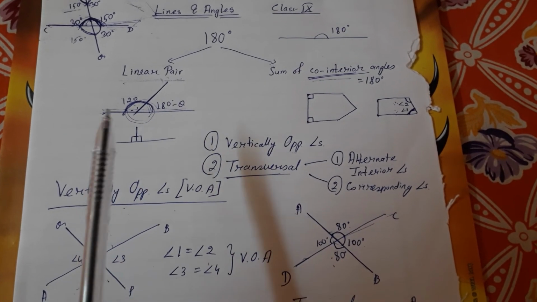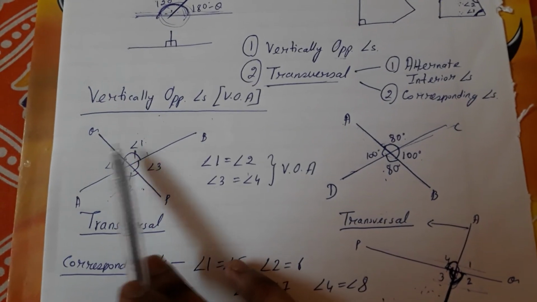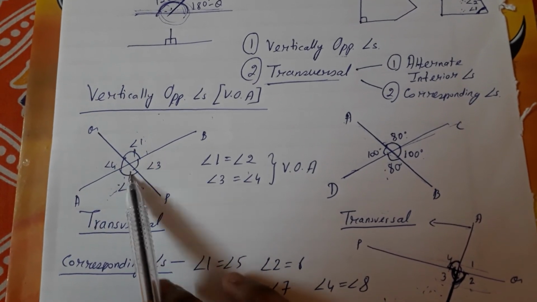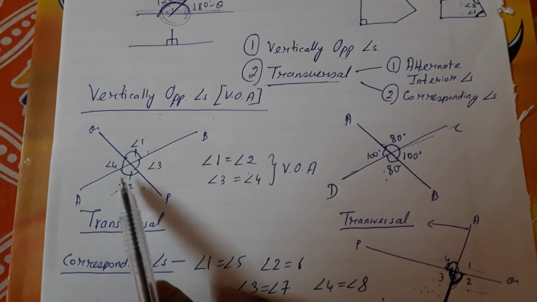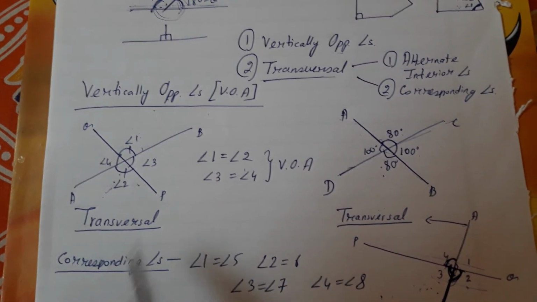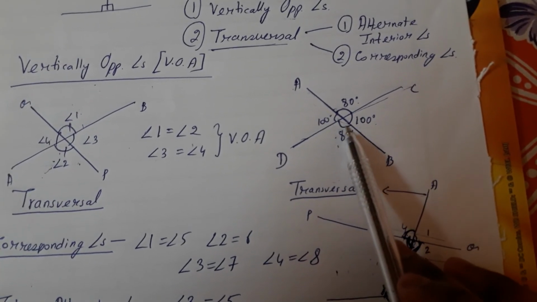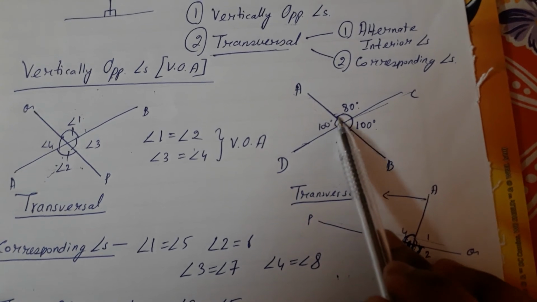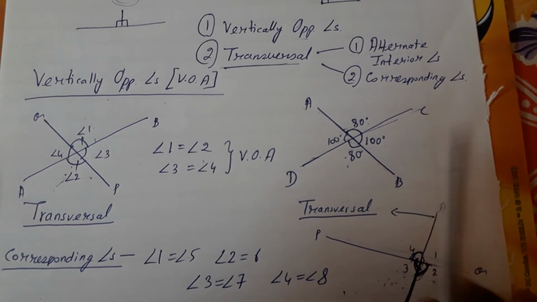180 minus that angle. Okay, so vertically opposite angles: if two angles are vertically opposite, then these vertically opposite angles will be equal. Here you see angle 1 equals angle 2, angle 3 equals angle 4. Here with an example, if this is 80, by linear pair this is 100, by linear pair this will be 80, and by linear pair this will be 100. So in this way vertically opposite angles are proved with an example.